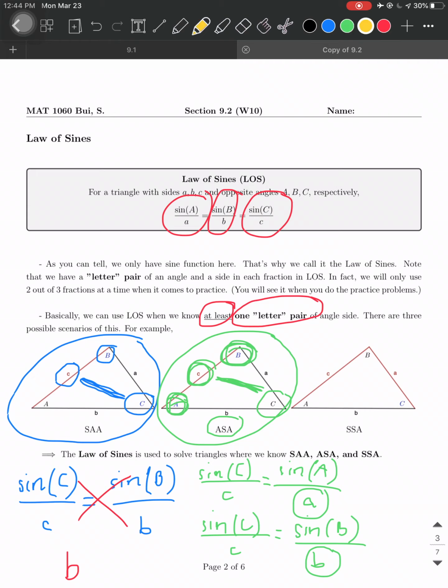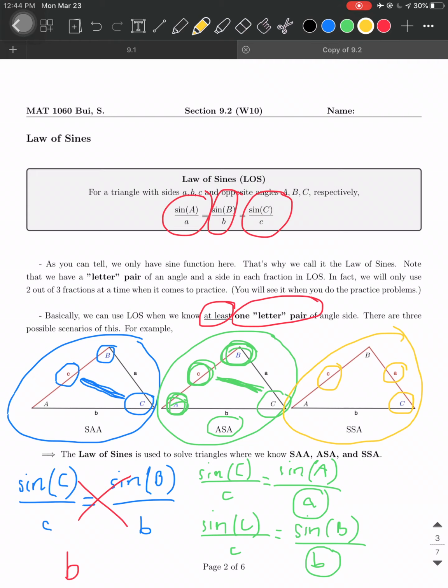And as for the last case, the last scenario, this one, SSA, the problem gives us something like side C, side A, and angle B. That's why we call it SSA in order, right? Like side, side, and angle.